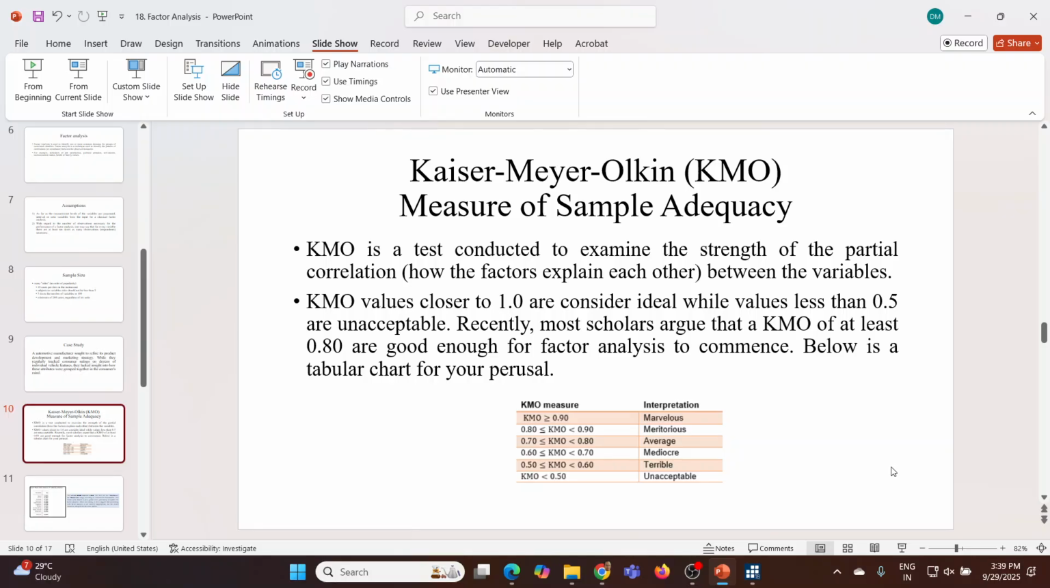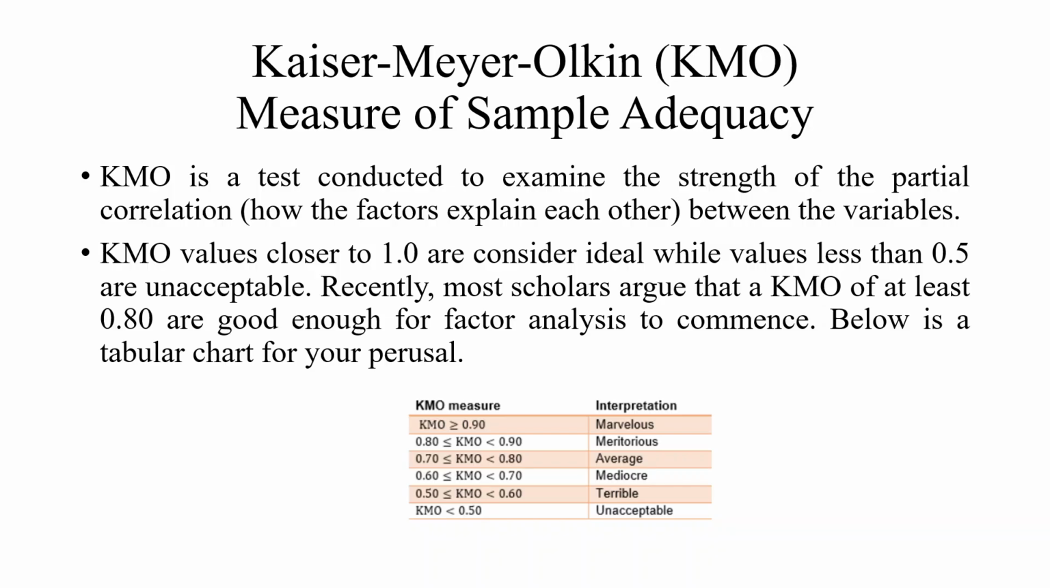Now I want to generate the KMO, that is Kaiser-Meyer-Olkin measure of sample adequacy. So KMO is a test conducted to examine the strength of the partial correlation, that is how the factors explain each other between the variables. KMO values closer to 1 are considered ideal, while values less than 0.5 are unacceptable. Recently, most scholars argue that a KMO of at least 0.8 is good enough for the factor analysis to commence.